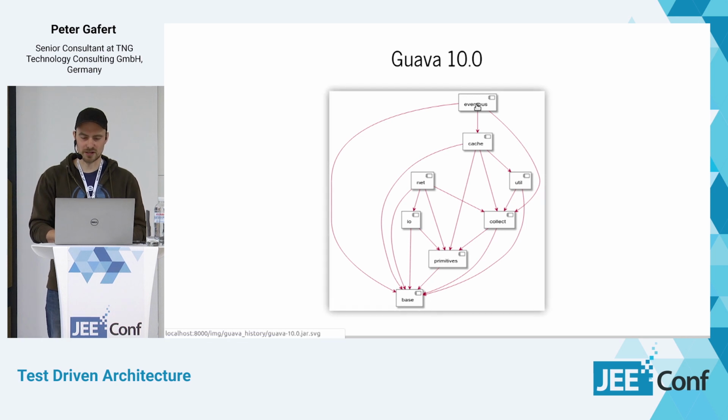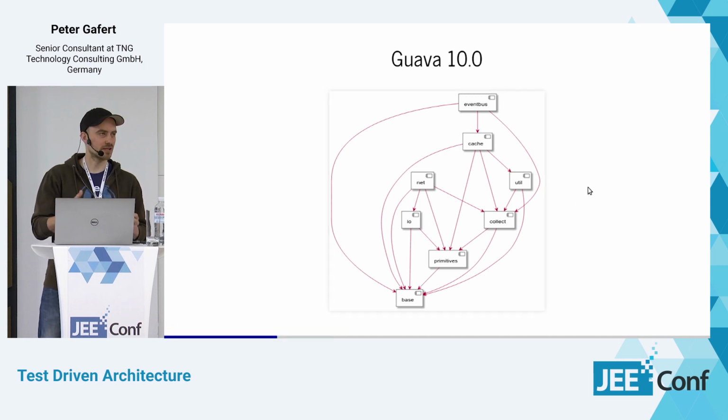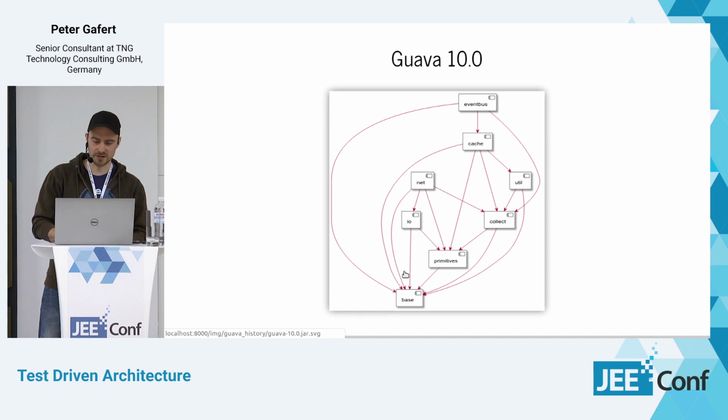So 10.0 had something new, like caching and event bus. But if we look at this, there's something we can notice, and that's that it's always a directed graph, right? There are no cycles.